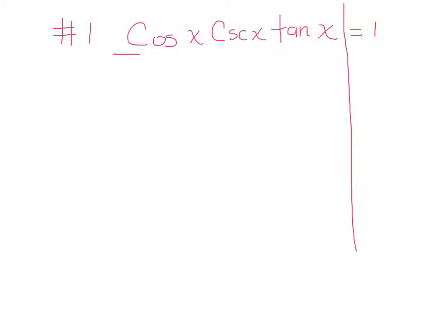Okay, so problem number one. It says prove that cosine of x times cosecant of x times tangent of x equals 1. Don't you have to write down like 1 over, do you get the reciprocal of it? So what we need to do is prove that the left side equals the right side, right? Yeah. Okay, so if I create a T table, I need to prove that the left side is equal to the right side.